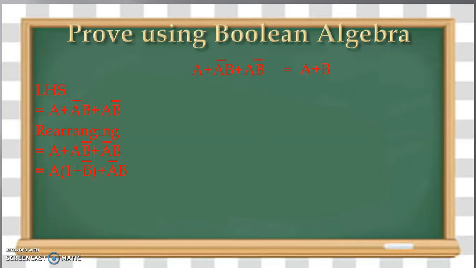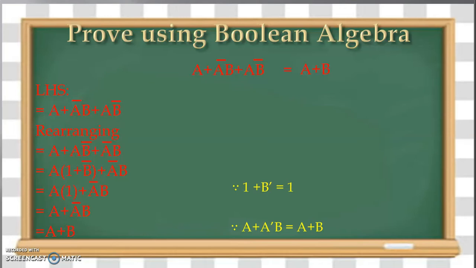Now in the case of 1 plus B bar, we know that it is an OR function. If one of the inputs of an OR function is 1, then the output will be 1. So it is A dot 1 plus A bar B, because 1 plus B bar is 1. Now it can be written as A plus A bar B, and one of the theorems we have used is that A plus A bar B is equal to A plus B.